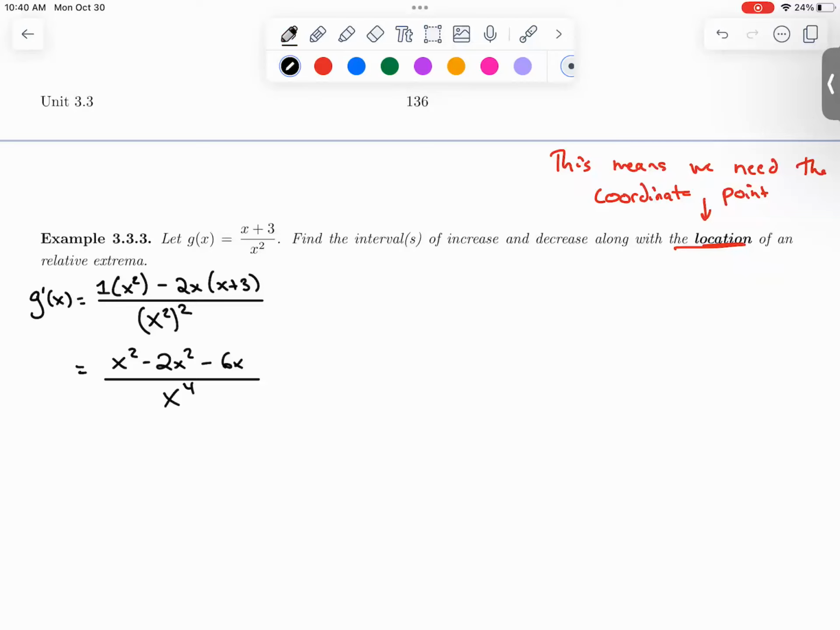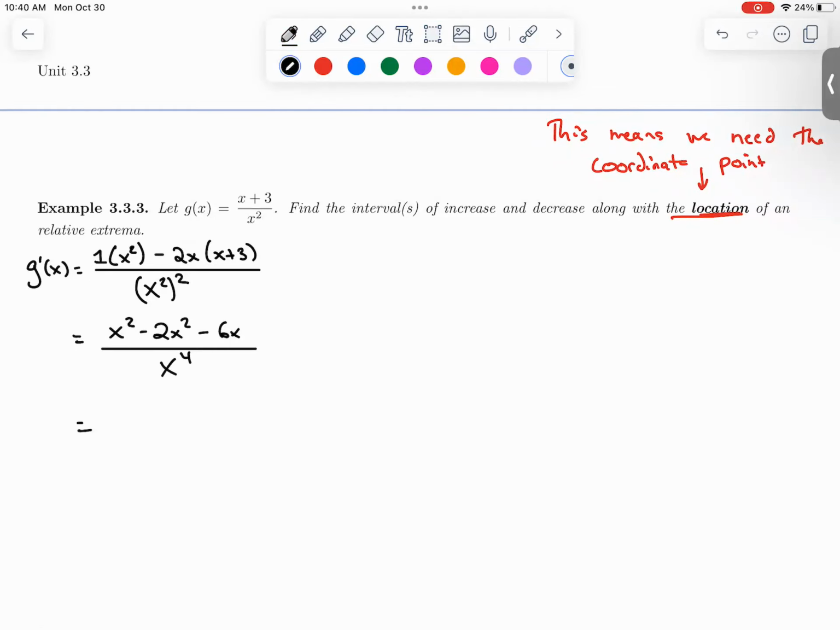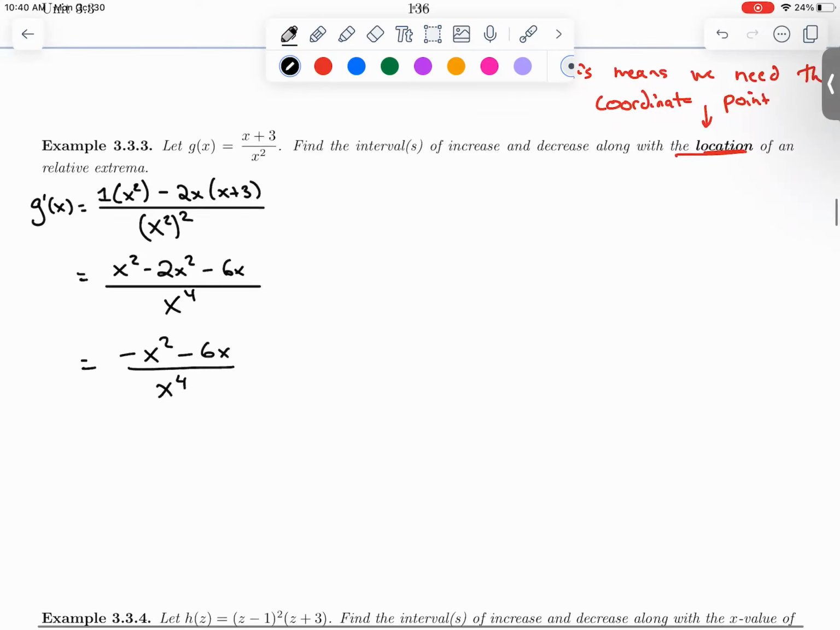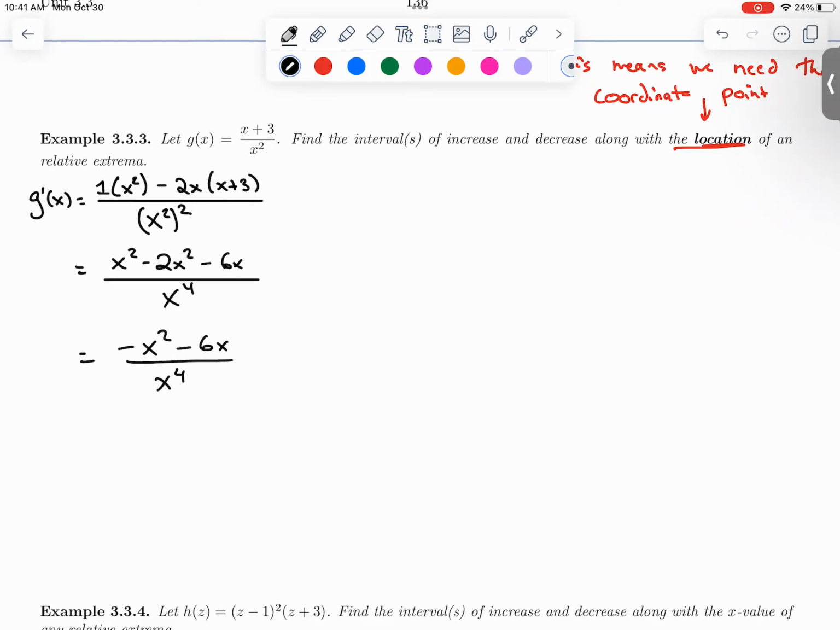Sorry, just contemplating something about whether or not we should simplify and why we shouldn't. So here's the thing, let me just finish up this, and I'll show you what I'm contemplating. So this will be negative x squared minus 6x over x to the fourth, at which point you can factor out an x. In fact, a negative x. You get negative x times x plus 6 divided by x to the fourth.